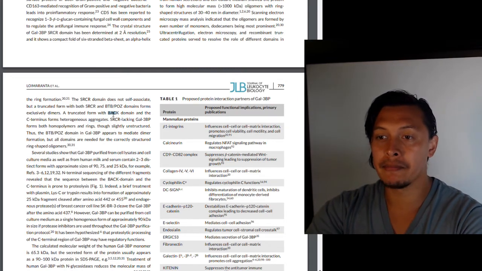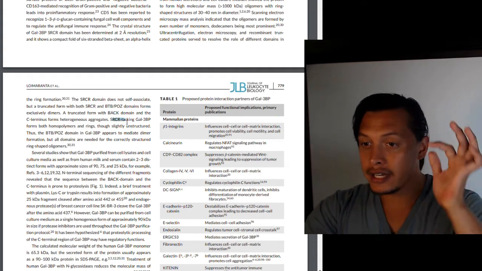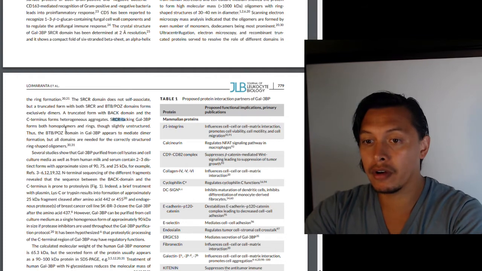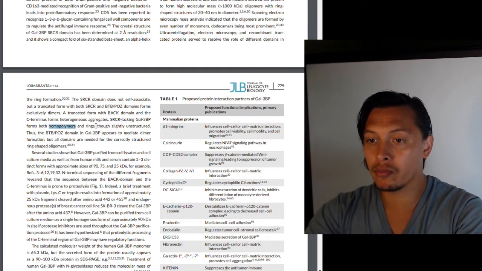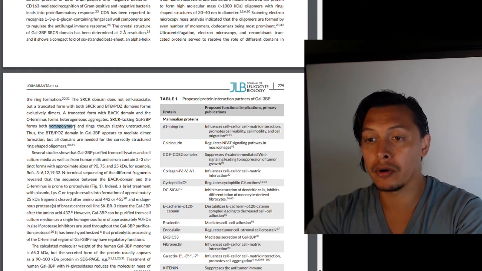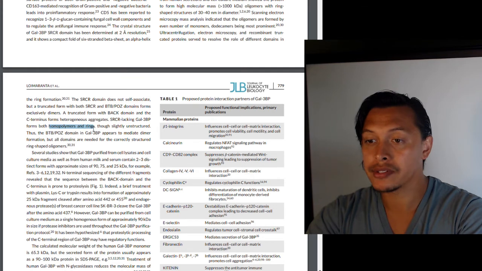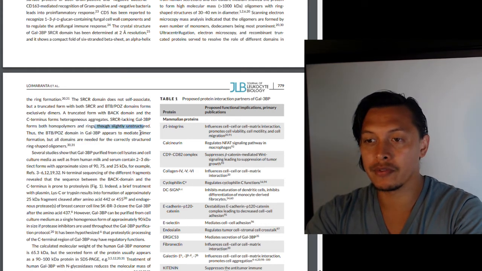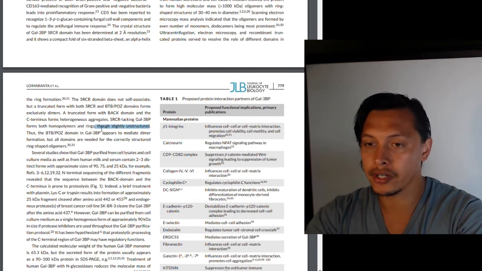If you just have the BACK domain and the C terminus, and the SRCR-lacking Gal3 binding proteins, both form homopolymers and rings. So if you have the rest of the Galectin-3 binding protein without SRCR, apparently you can form both homopolymers and rings. Those are slightly unstructured, so they don't have the same structure if they're missing the SRCR.